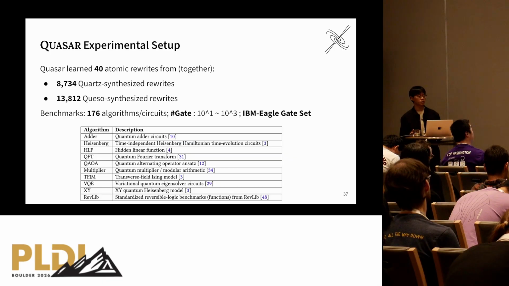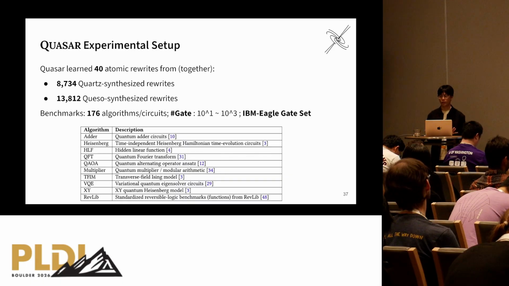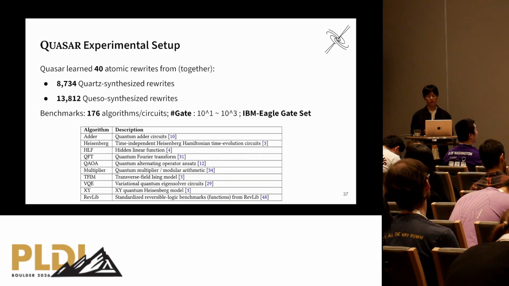So as previously discussed, we only talk about one optimization, and we will jump to the evaluation. We learn about 40 atomic rewrites, and we evaluate our Quasar optimization results over 176 algorithms with the IBM Eagle gate set with the newest quantum parameters.